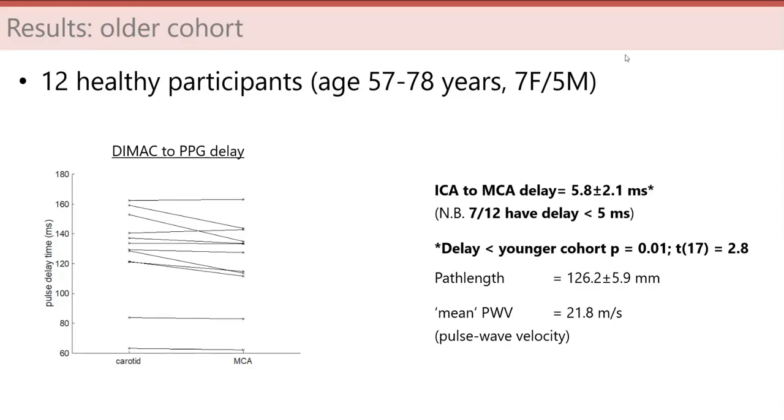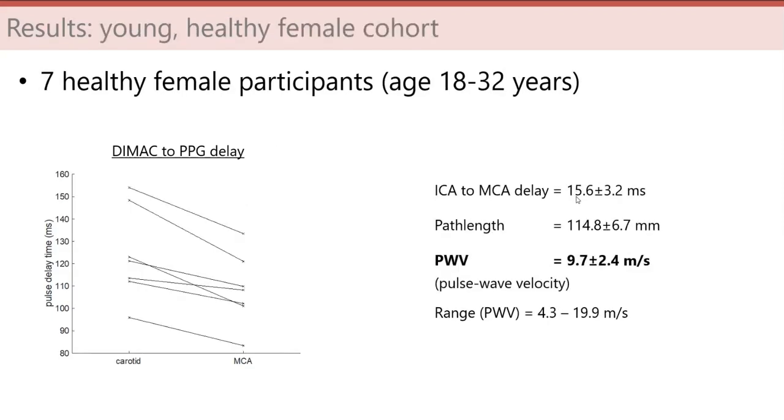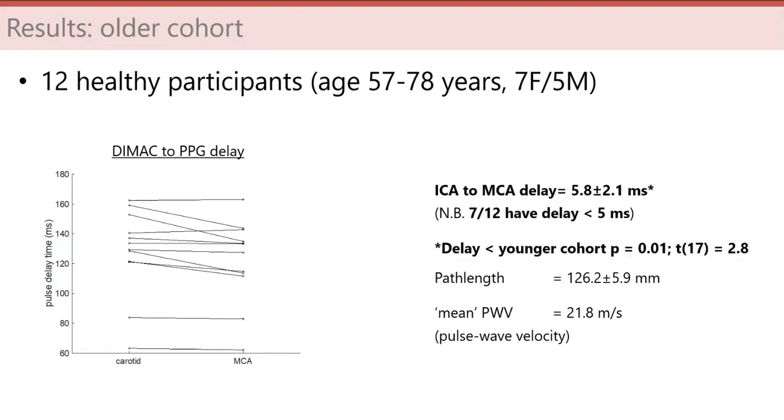However, what you can do is take across the whole group the 5 millisecond delay compared to the 15 millisecond in the younger group, and then apply that with the mean path length. Then we can get a mean pulse wave velocity of about 20 meters per second. And again, referring to the systemic pulse wave velocity literature, that's consistent with an older group of this sort of age.